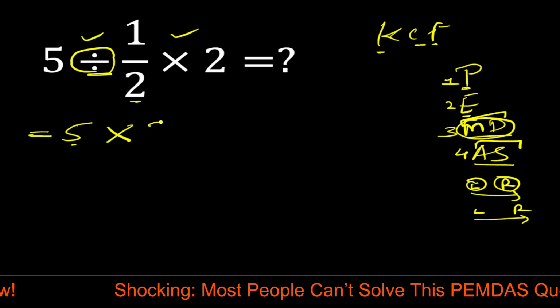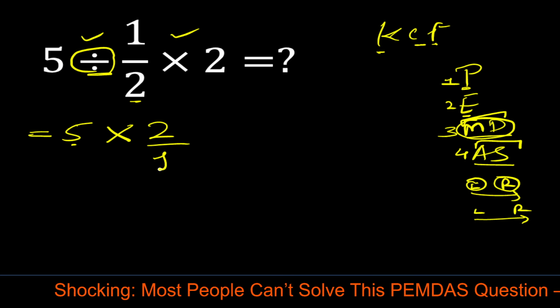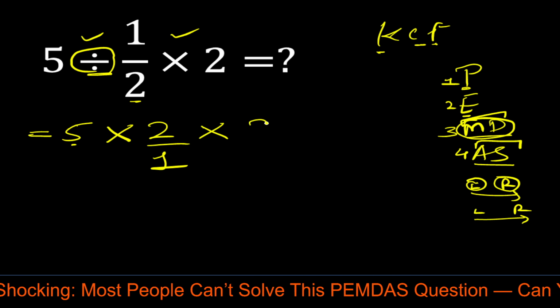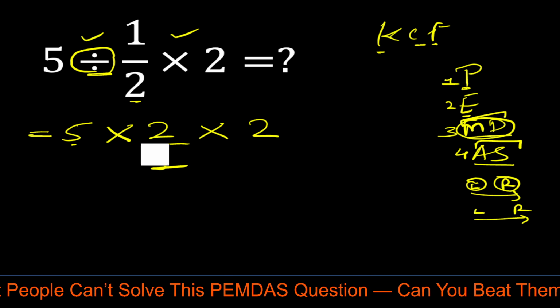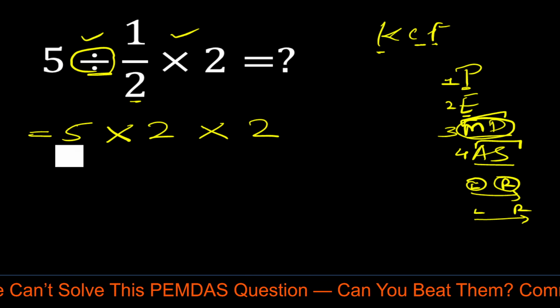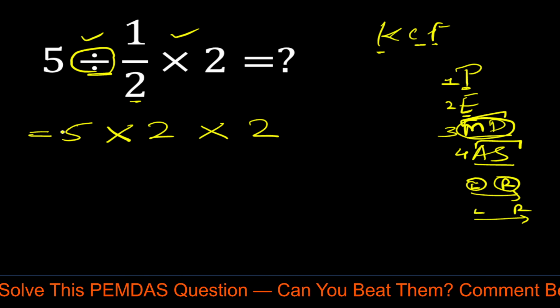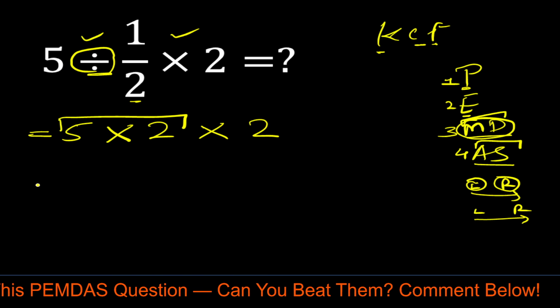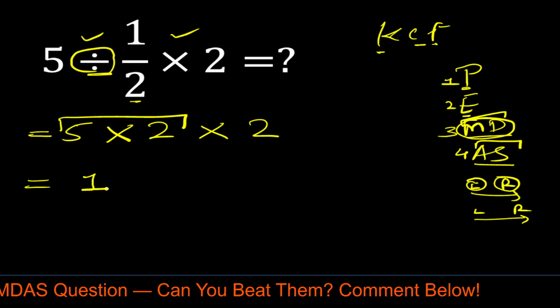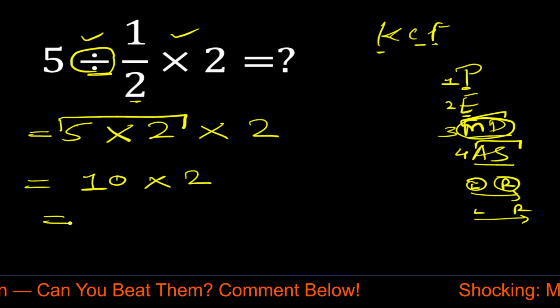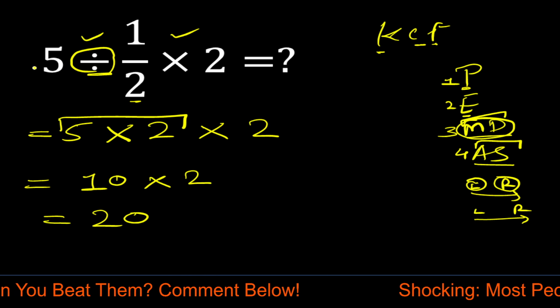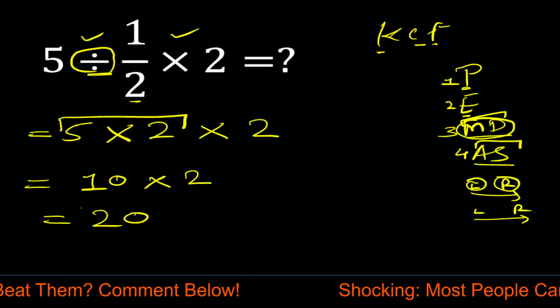1 upon 2 is equal to 2 upon 1 times 2, right? Now 2 upon 1 is equal to 2, so we can remove this one, right? Now 5 times 2 is equal to 10 times 2. So now 10 times 2 is equal to 20, right? So the correct answer is 20.